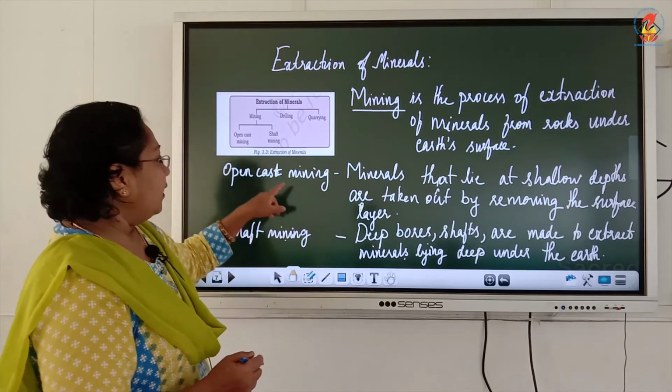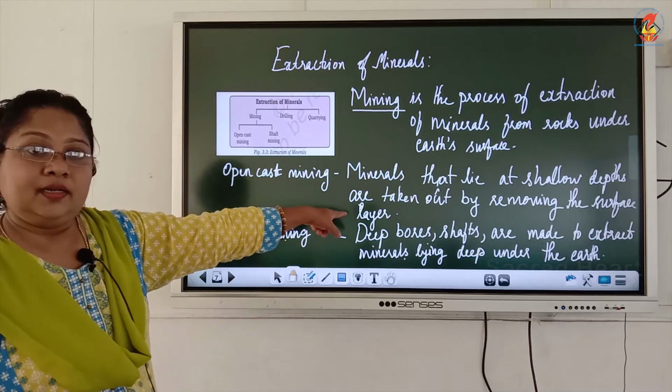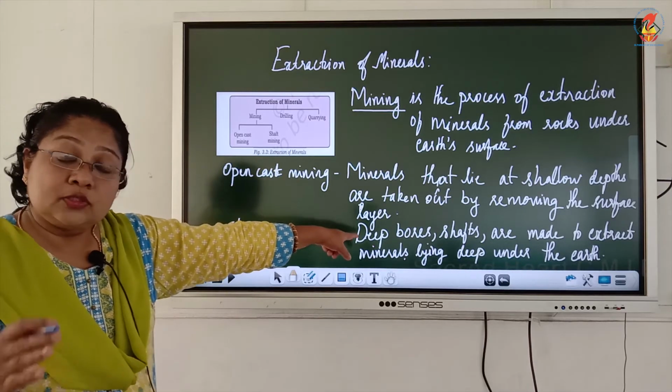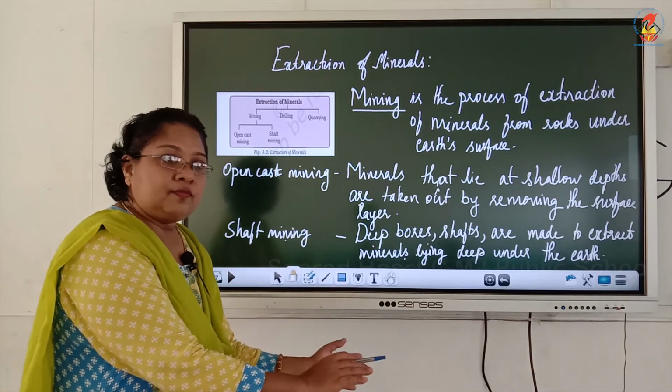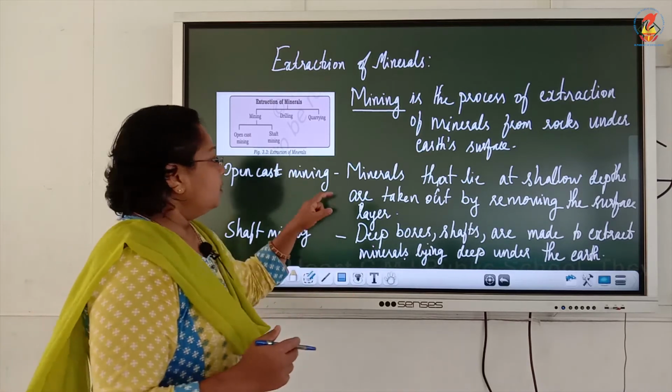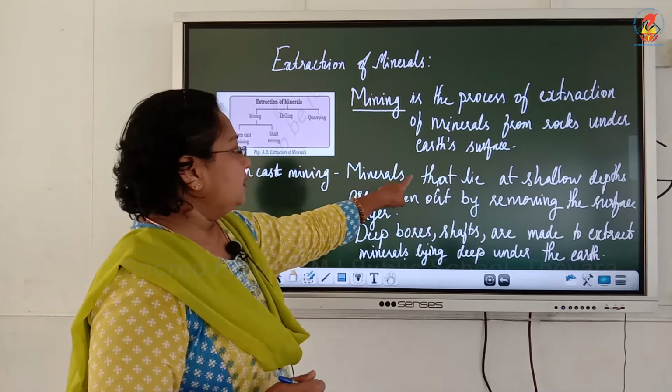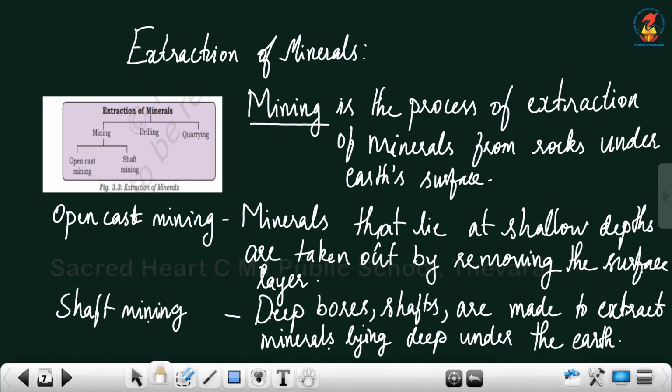That sort of mining is known as open cast mining. The mineral is not so deep but only at a shallow depth. We will remove the surface of the earth and we can extract it. So open cast mining means minerals that lie at shallow depths are taken out by just removing the surface layer, and that sort of extraction is known as open cast mining.